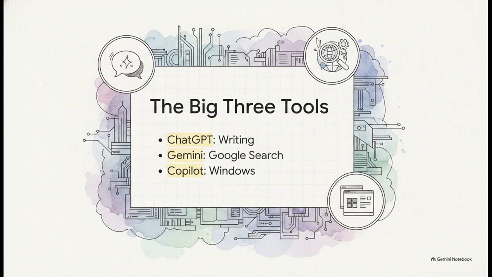Next is Gemini, which was created by Google. If you use Google Search or Gmail, Gemini is actually being built right into those tools. And finally, there's Microsoft Copilot. This one is built directly into Windows computers and programs like Microsoft Word. Actually, you might already be using Gemini or Copilot without even realizing it, and they all work the exact same way. You type a friendly question, and they type a friendly answer right back.